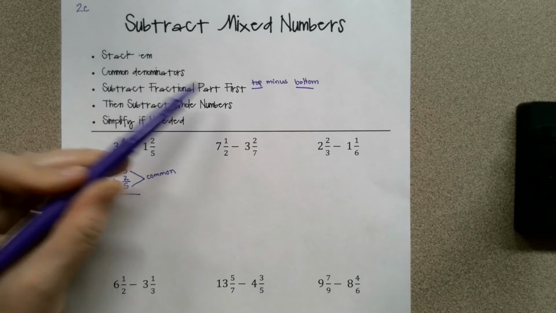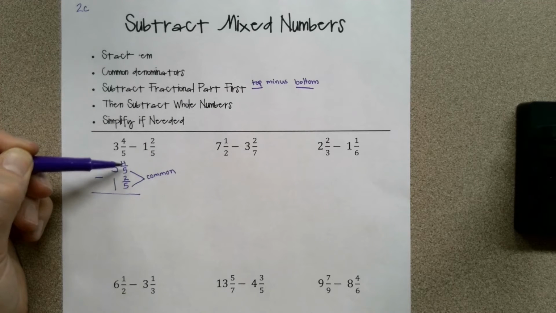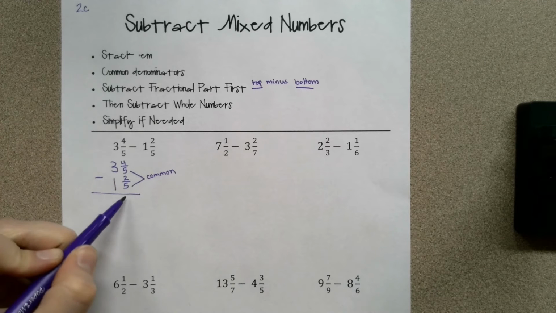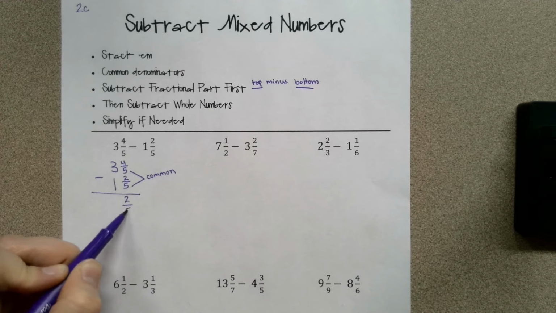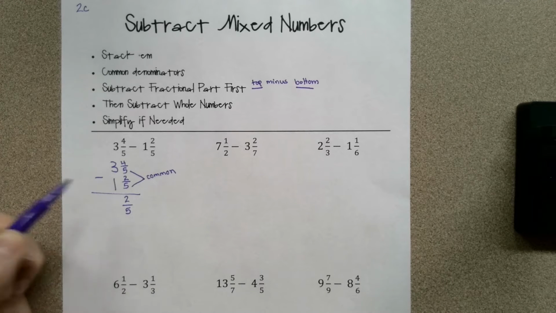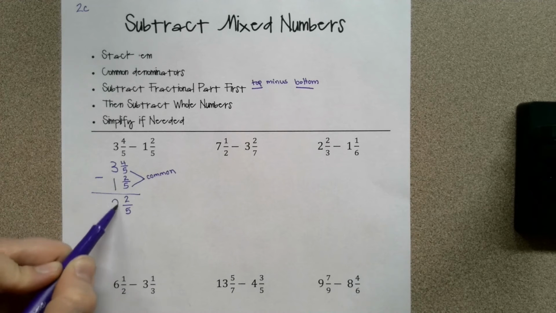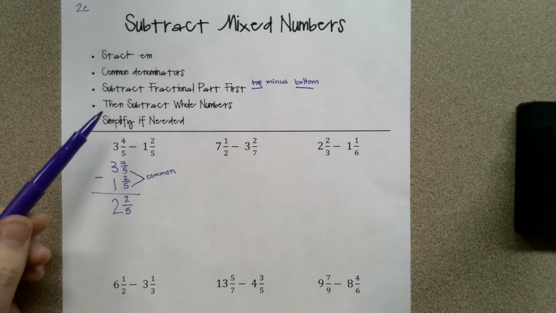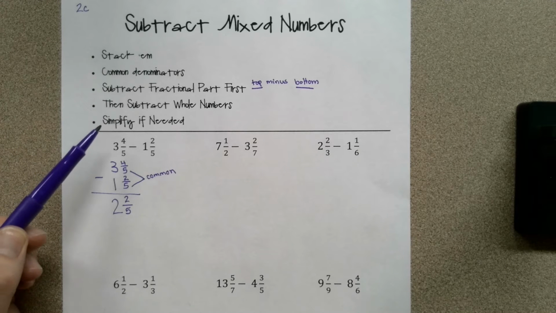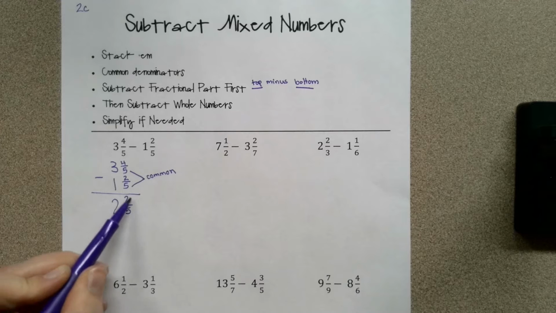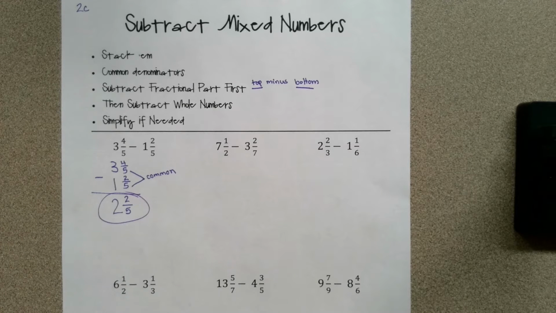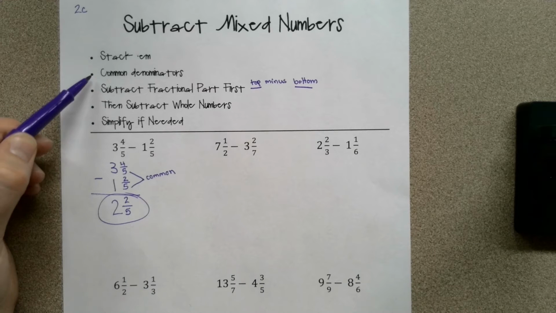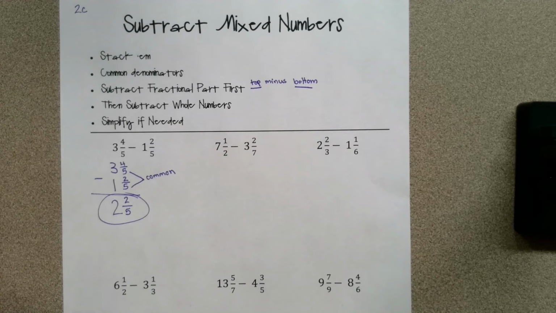And we're going to subtract the fractional parts first, top minus the bottom. So 4 minus 2 gives us 2. Denominator stays the same. And then we'll subtract the whole. 3 minus 1 gives us 2. Okay, we've subtracted the whole numbers. Then check to see if we can simplify, which in this case, 2/5 cannot be simplified. So 2 2/5 is our answer. We're going to use this process every single time.